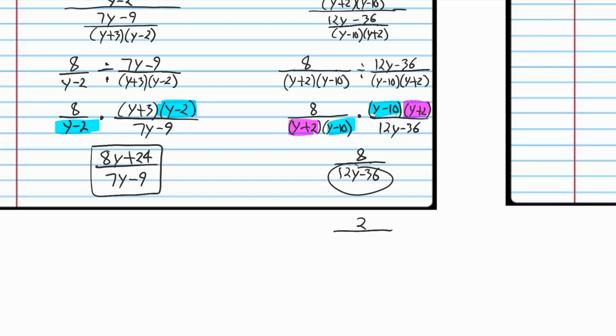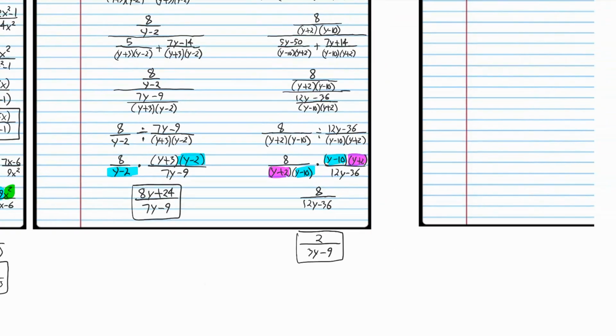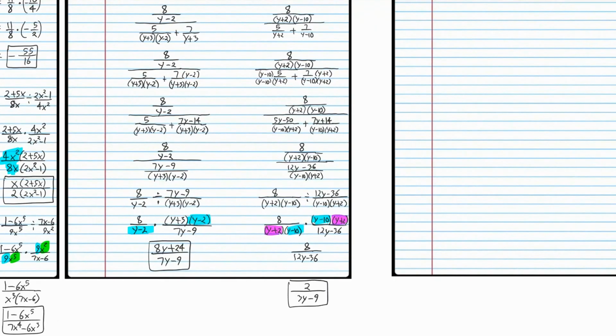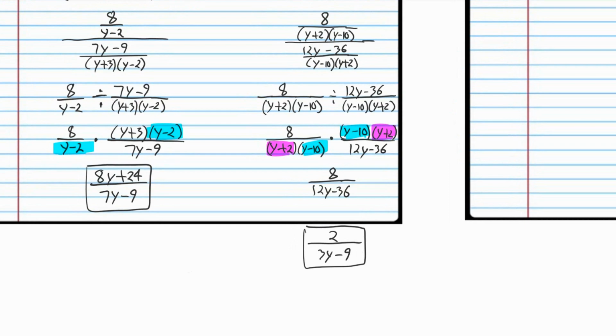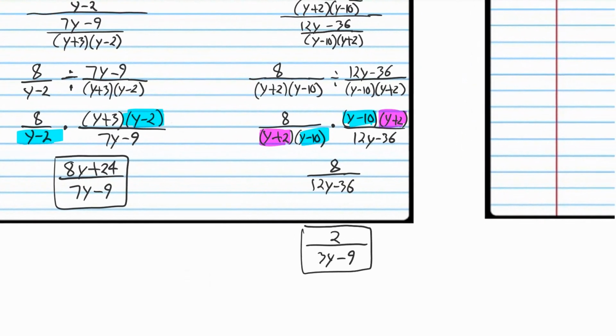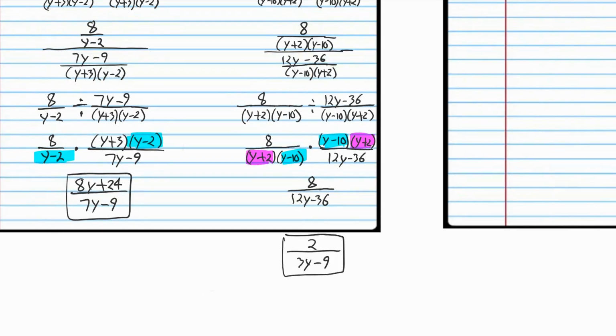Excuse me, we should divide it by 4. So that would be 3y minus 9. We divided the numerator by 4, so we have to divide the denominator by 4. And that would be our final answer. All right. Just double checking that. Everything looks good.